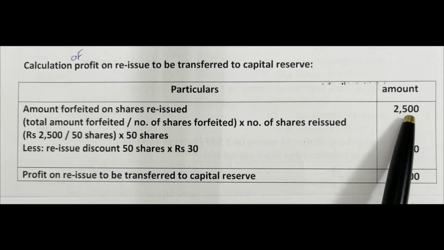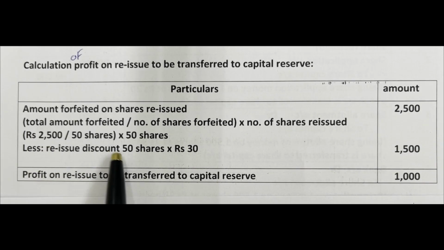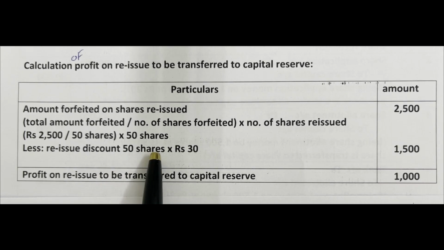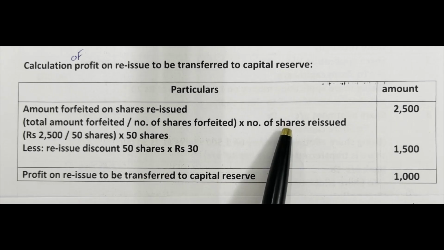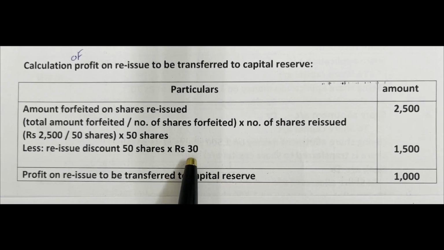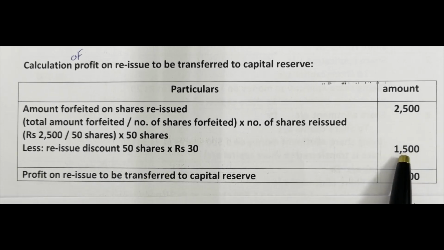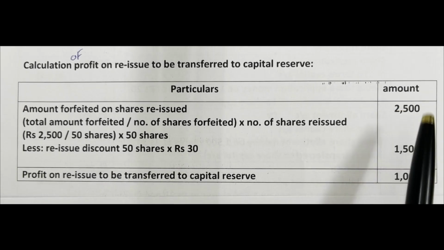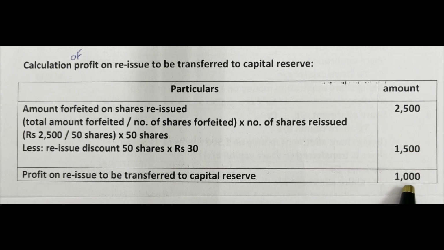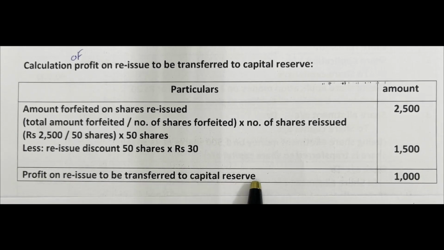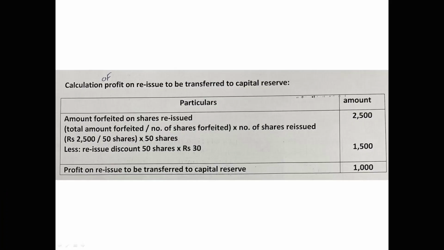2,500 in outer column. Minus reissue discount. 50 shares are reissued at the rate of 70 rupees each. So 100 minus 70, 30 rupees is the discount on one share. On 50 shares, 50 into 30, 1,500. Then 2,500 minus 1,500. Finally, the credit balance in forfeited account is 1,000. That 1,000 is what? Profit on reissue to be transferred to capital reserve. Take a screenshot of this table.